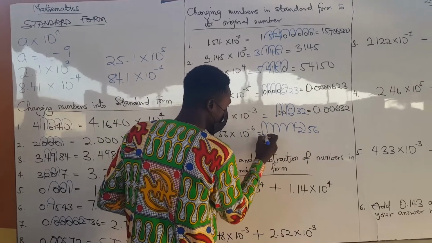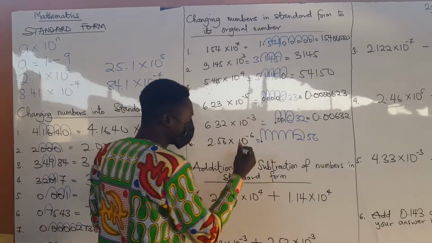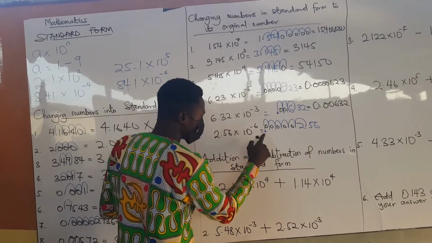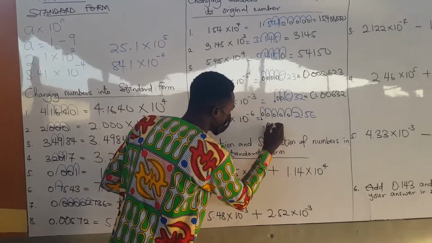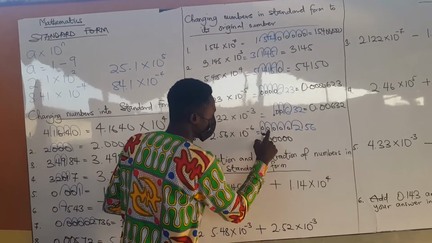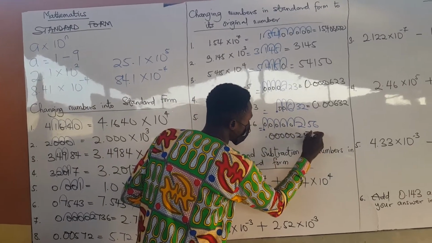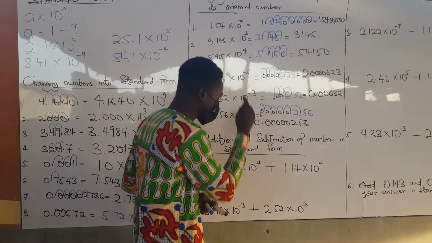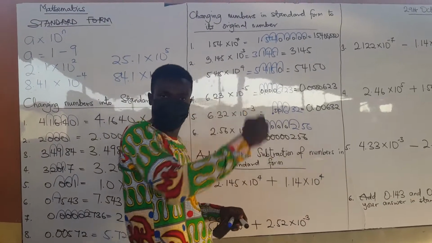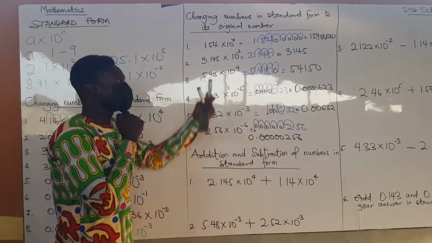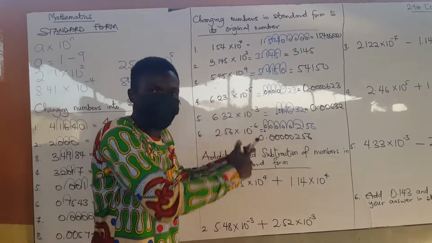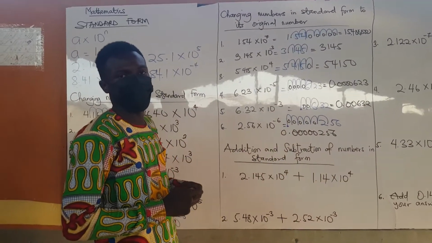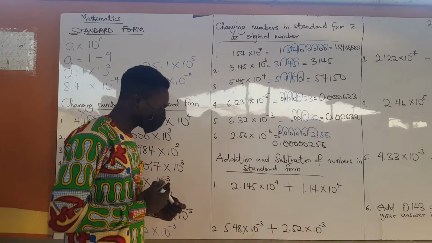The decimal point has moved in this direction. Since there are no numbers here, replace them with zeros. So the decimal point is now here: 0, 0, 0, 0, 0, 1, 2, 3, 4, 5, then 2, 5, 6. So this into its original number is 0.00000256. And this is how we change numbers in standard form into its original number or its original form.